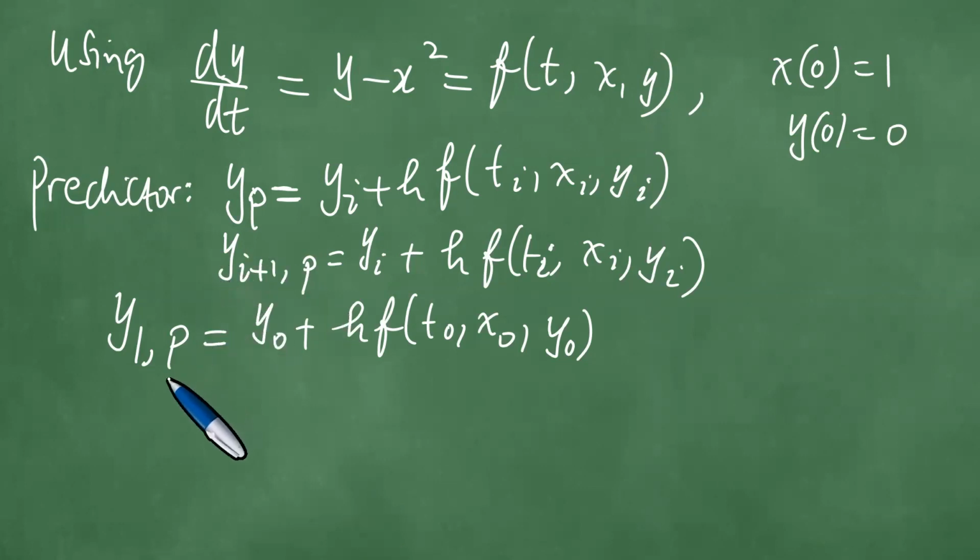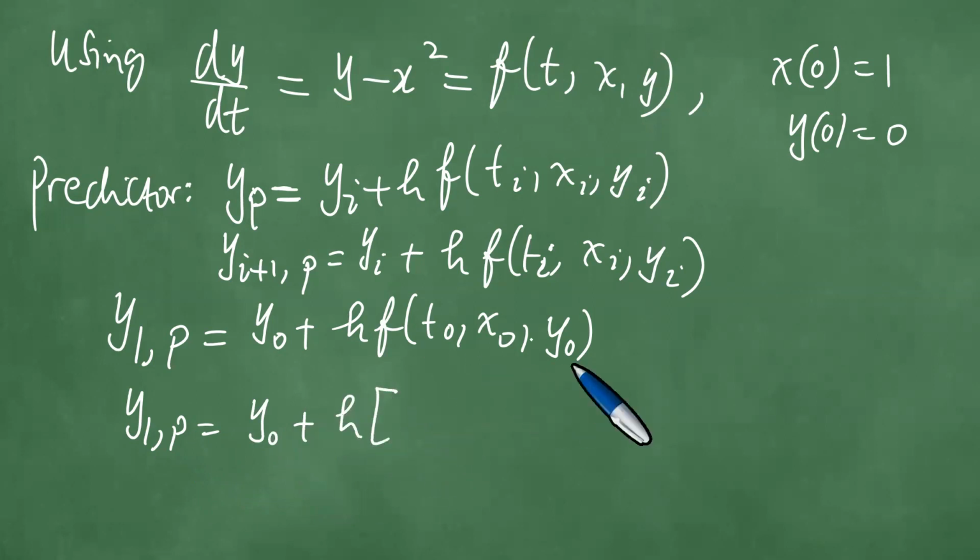Okay, so we're getting the y1 predictor, and this is the explicit formula. Now y1 predictor is y0 plus h times f of these. What is f of these? The f notation is y minus x squared, which means that you're going to take y minus x squared. The t does not feature at all. So it's going to be exactly y0 squared minus x0 squared, like this. All right, so we're good.